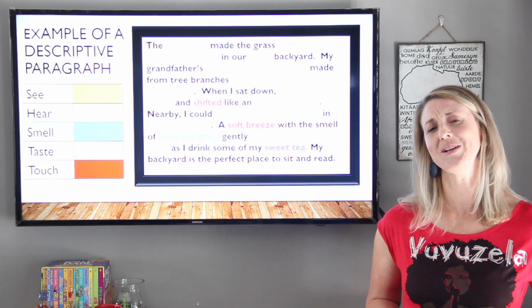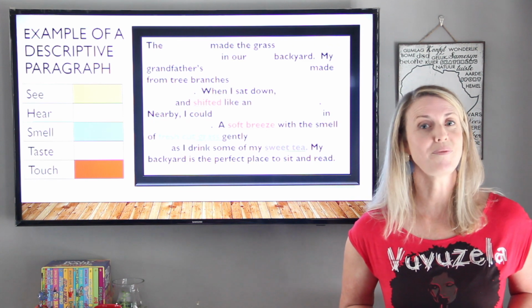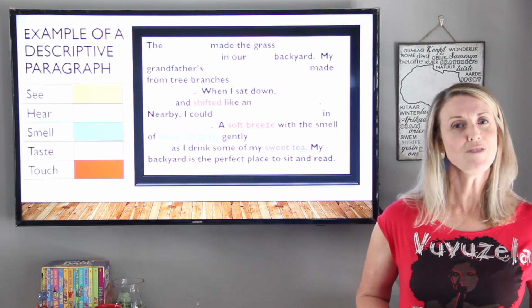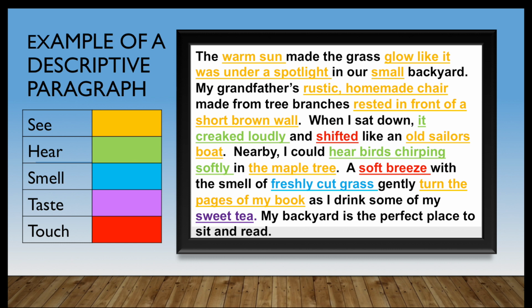I'm going to read you an example of a descriptive paragraph and have a look here. I've color-coded the sections in the paragraph where you can see an object, where you can hear and smell and taste and touch the information in the paragraph.